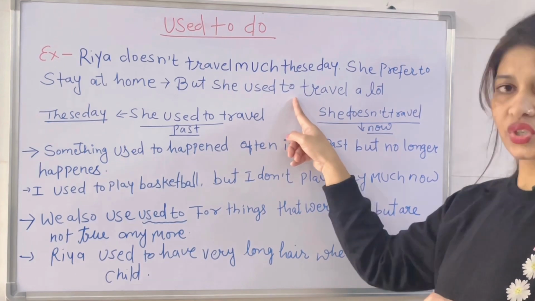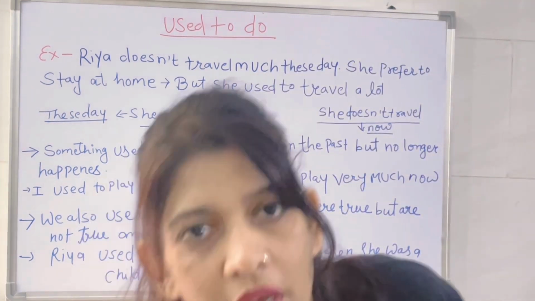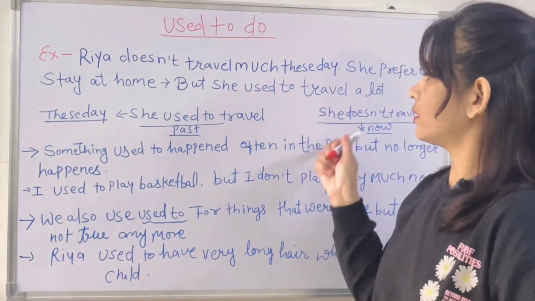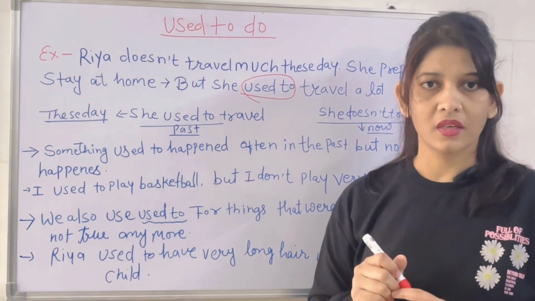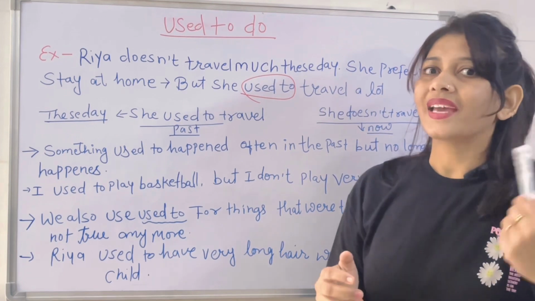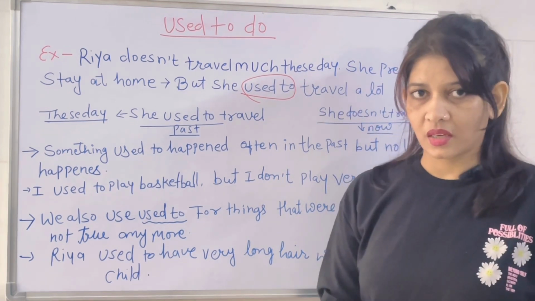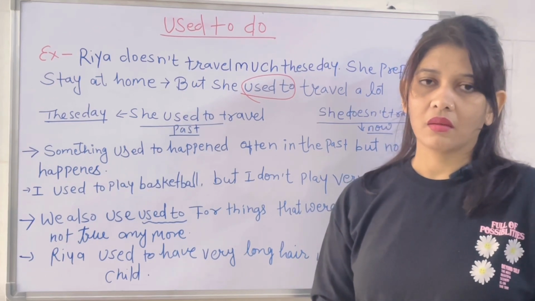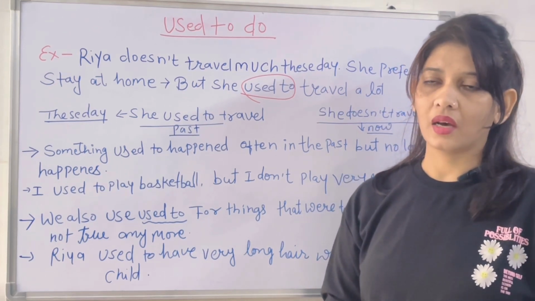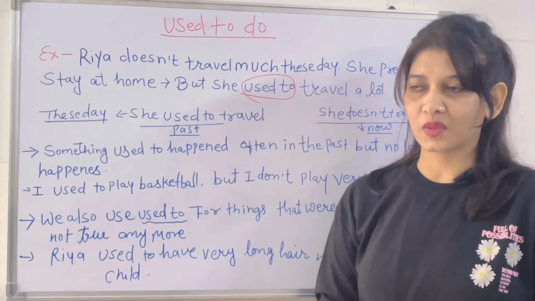So what is the answer? She used to travel. कुछ करती थी. Some time ago she used to do something. I used to speak Hindi, but now I am speaking English. Yeah, I speak English.